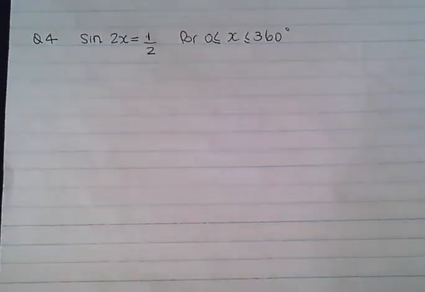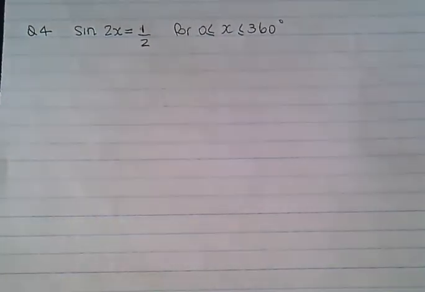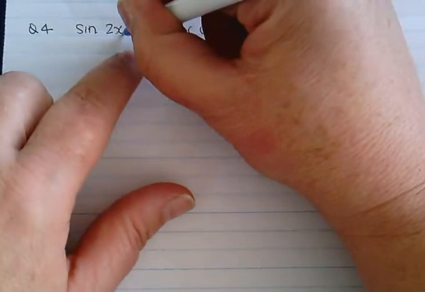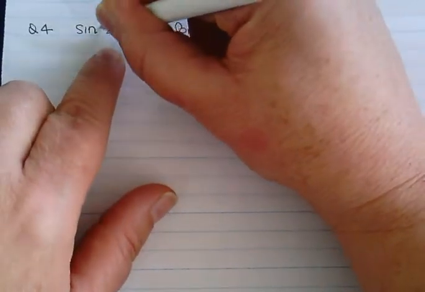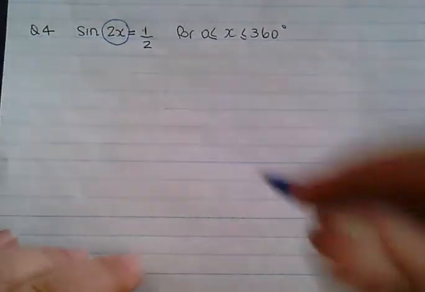Plenty of types. Right, sine of 2x, be very careful with this. Sine of 2x equals a half. Now what I want you to do: normally we've just got x or theta here, but this time we've got 2x. That's okay. Just call sine of that a half. Let's just follow the rules. Don't worry, there's a difference here in the very last step.